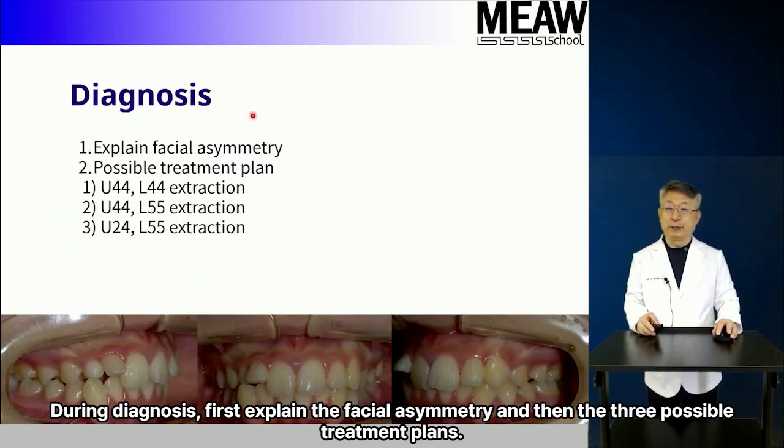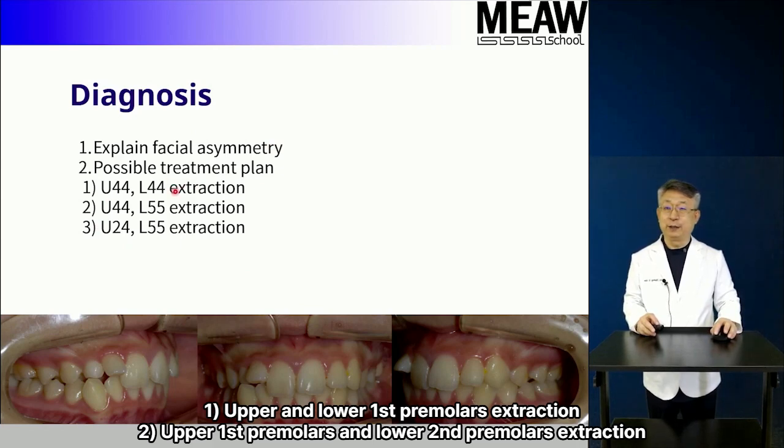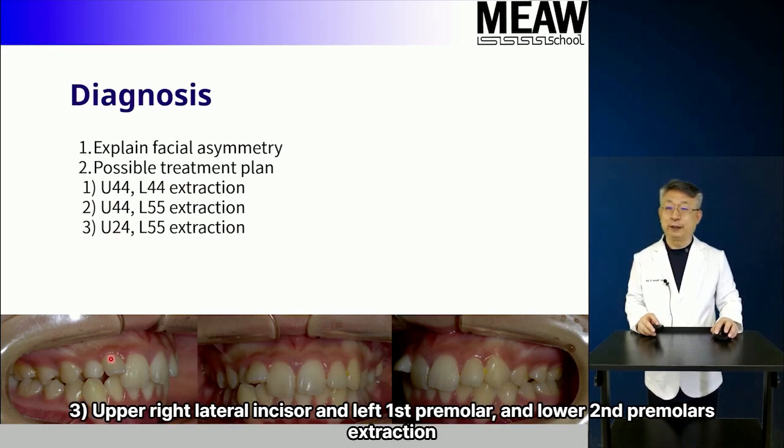During diagnosis, first explain the facial asymmetry and then the 3 possible treatment plans. 1. Upper and lower first premolars extraction. 2. Upper first premolars and lower second premolars extraction. 3. Upper right lateral incisor and left first premolar and lower second premolars extraction.